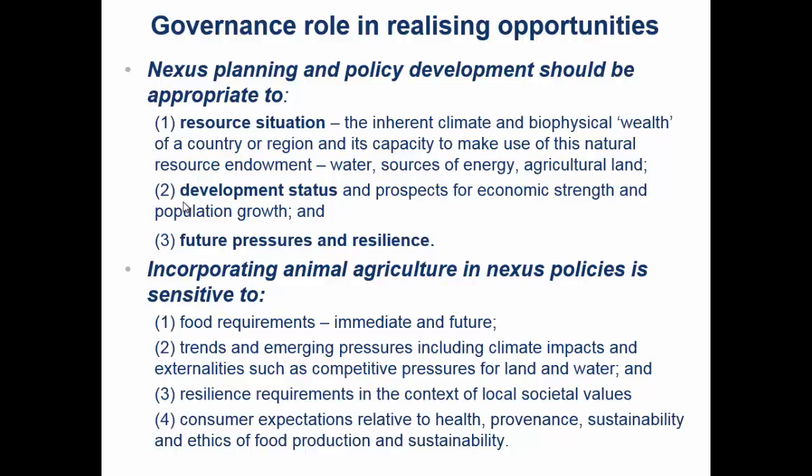Incorporating animal agriculture in Nexus policies is sensitive to food requirements. It is a major source of protein. It is required into the future. Trends in emerging pressures of climate change and externalities, such as competitive pressures for land and water, have to be considered realistically in view of the type of land that's used and the alternative uses. Resilience requirements in the context of local societal values. You have to take into account the community that you're working in. And we can't ignore consumer expectations for health, provenance, sustainability and ethics.